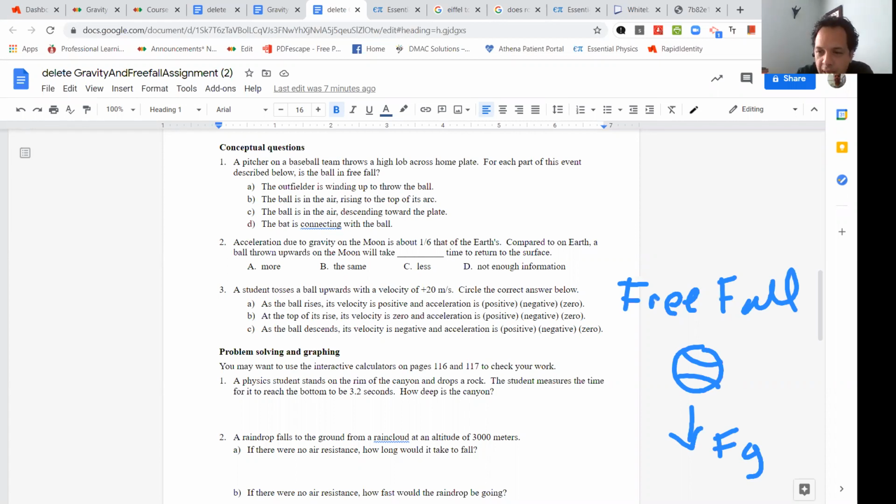If the ball is in someone's hand, or if someone is hitting it with a baseball bat and putting a force on it, that's not free fall, right? So is A in free fall? The outfielder is winding up to throw the ball. The ball is in their hand, and they're going to throw it. The ball is in someone's hand, so that's a no. I'm going to say A is no. What about B?